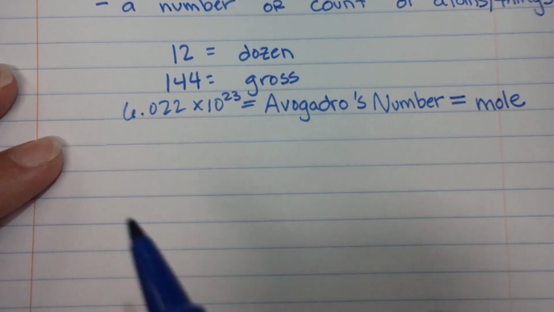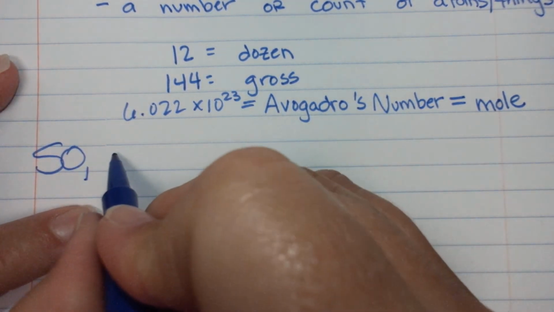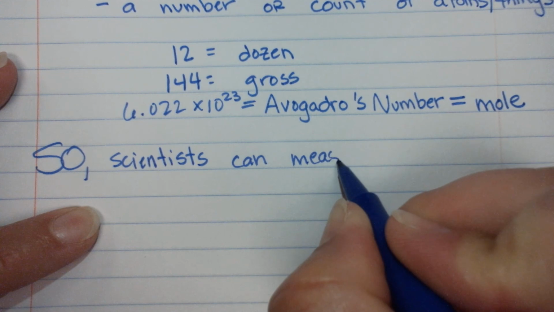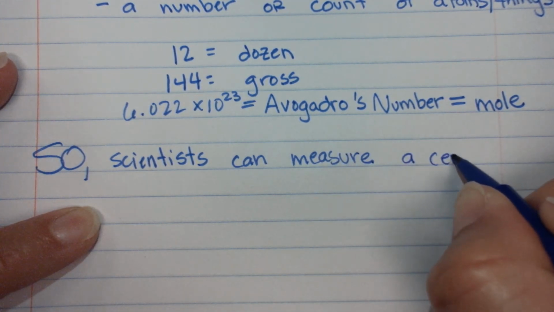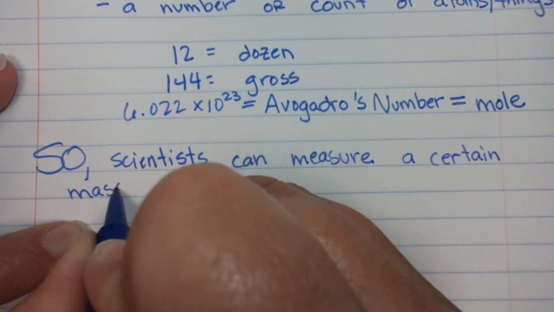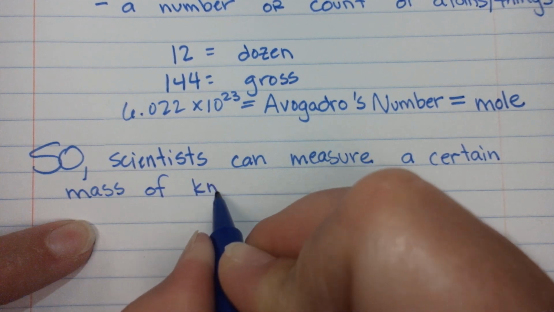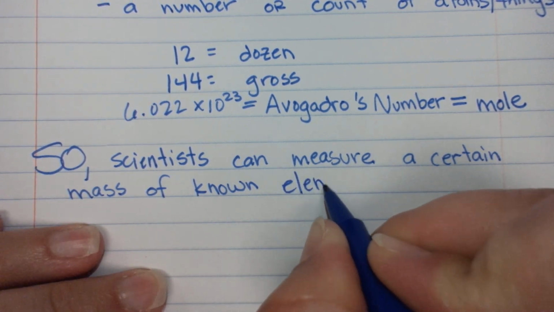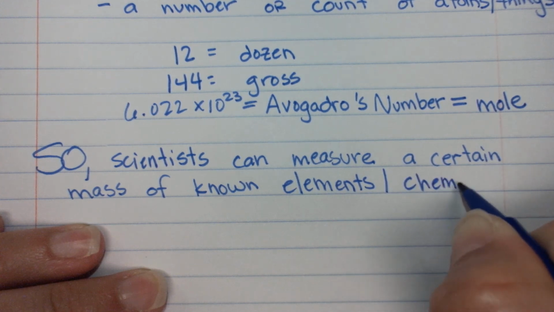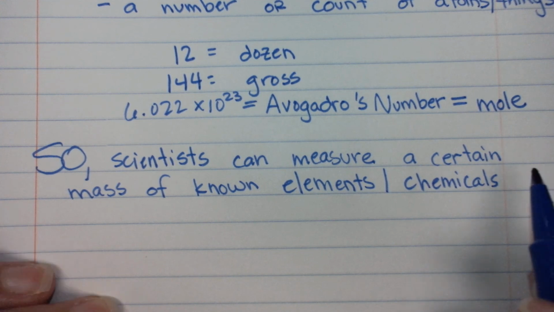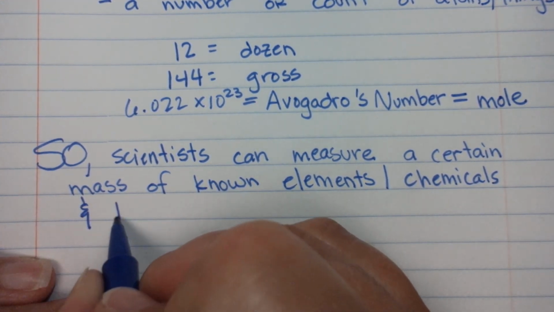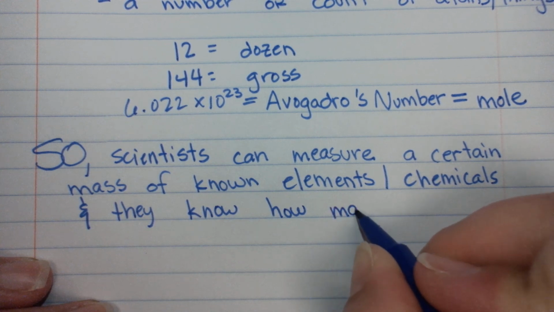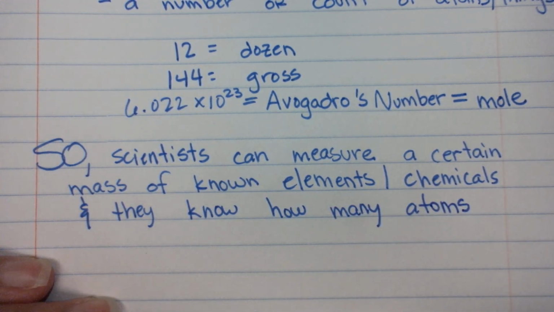We're going to say, so scientists and students, scientists can measure a certain mass of known elements or chemicals, and they know about how many atoms that they have.